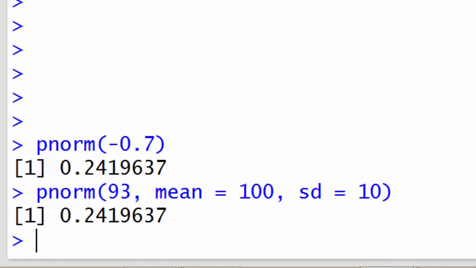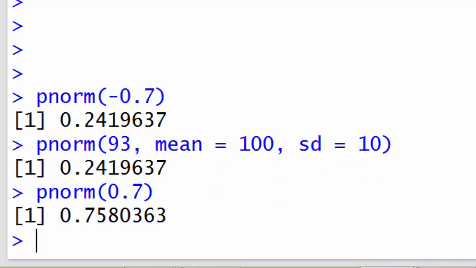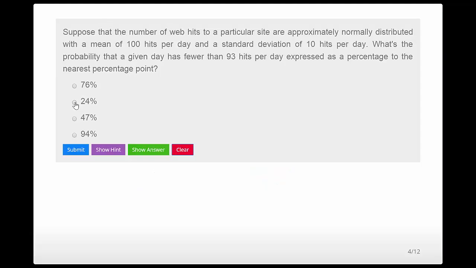Probably the most common mistake you would make on this one is to accidentally do pnorm 0.7 by itself, which is 0.7 standard deviations above the mean and lower. So that would be this probability right there, so 107 and lower. Okay, so that's an important distinction. 24%, submit, and there we go.